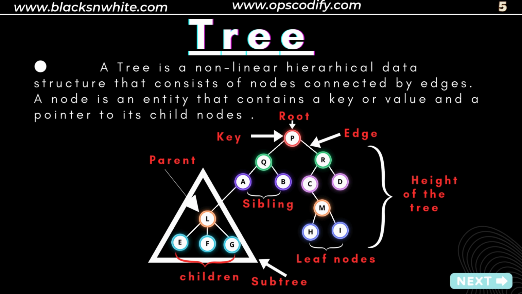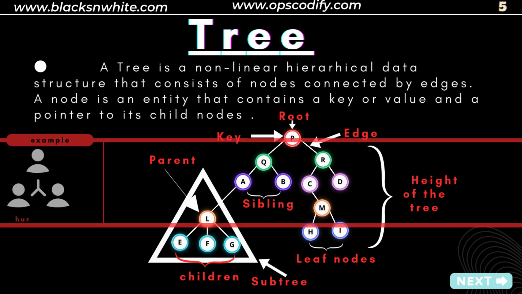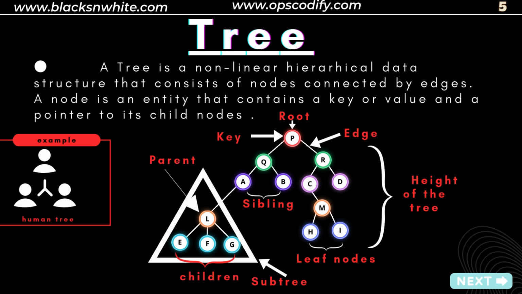The total number of levels from the root to the farthest leaf is the height of the tree. A great real-world example is a human family tree, where each person represents a node, and the relationships are the edges connecting them. Let's see stack.